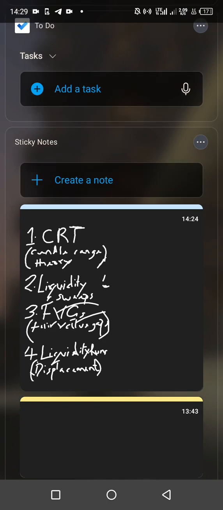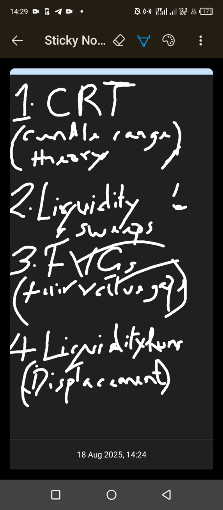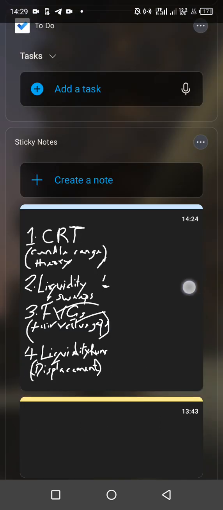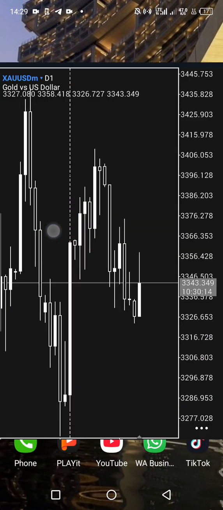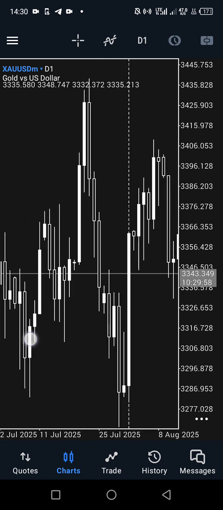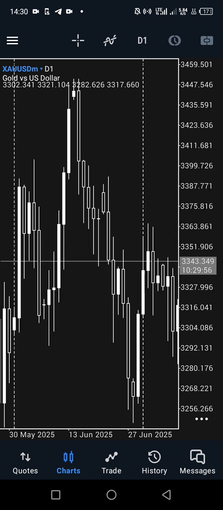Now finally we talk about liquidity runs. Now we go to the chart and we look for practical examples. So what are liquidity runs? Let's take a look at this example.